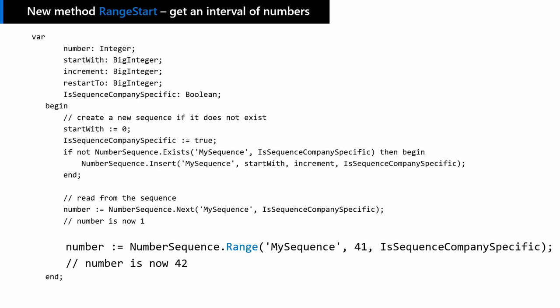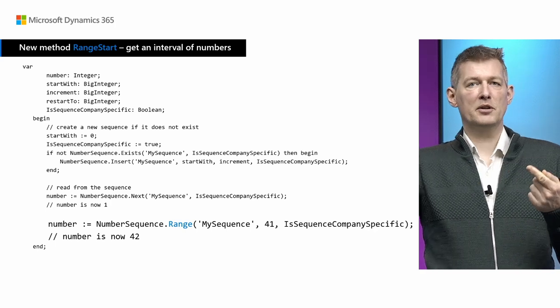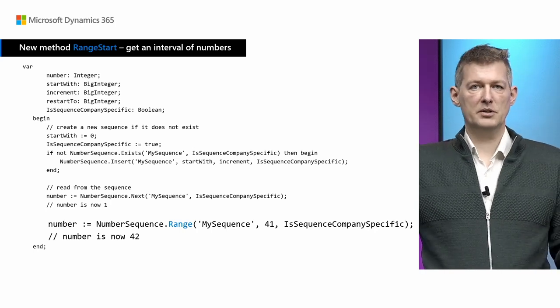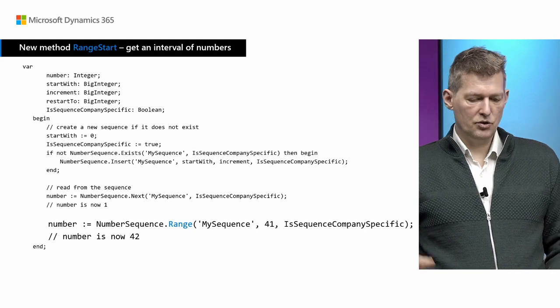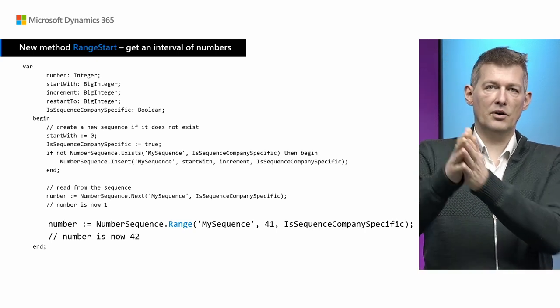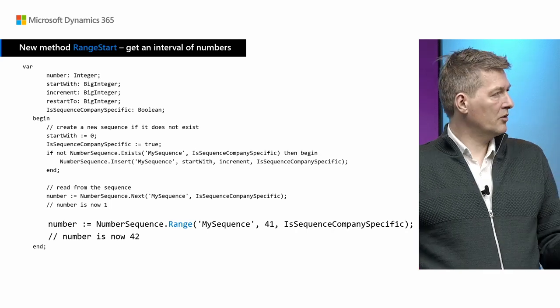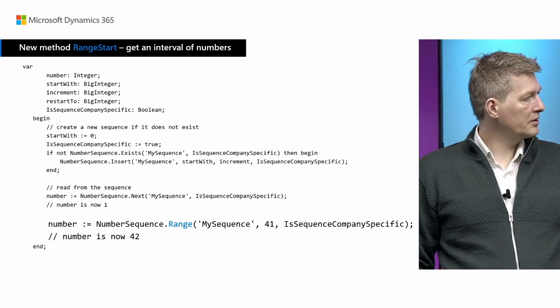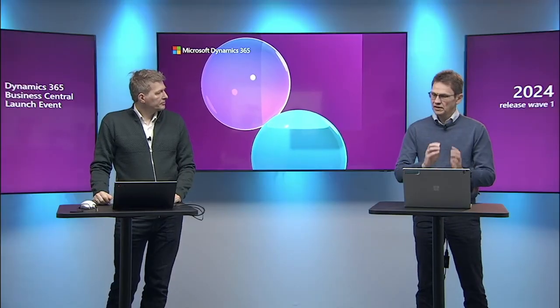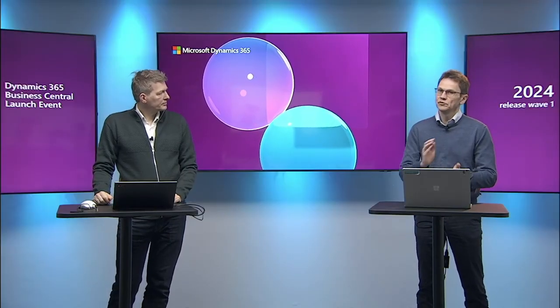Similarly, range start is a way for you to get an interval of numbers. You can, of course, achieve this with a number sequence. If you increment by, say, 10, you would get 10 numbers each time. But in this case, you can also simply say, I would like a range of something, and that will then, for the increment you have chosen, give you that range without having to call the database. Yeah, so you're basically saving a database call for every time you need a number. So if you have a range of 100 numbers, it's now one call compared to 100.